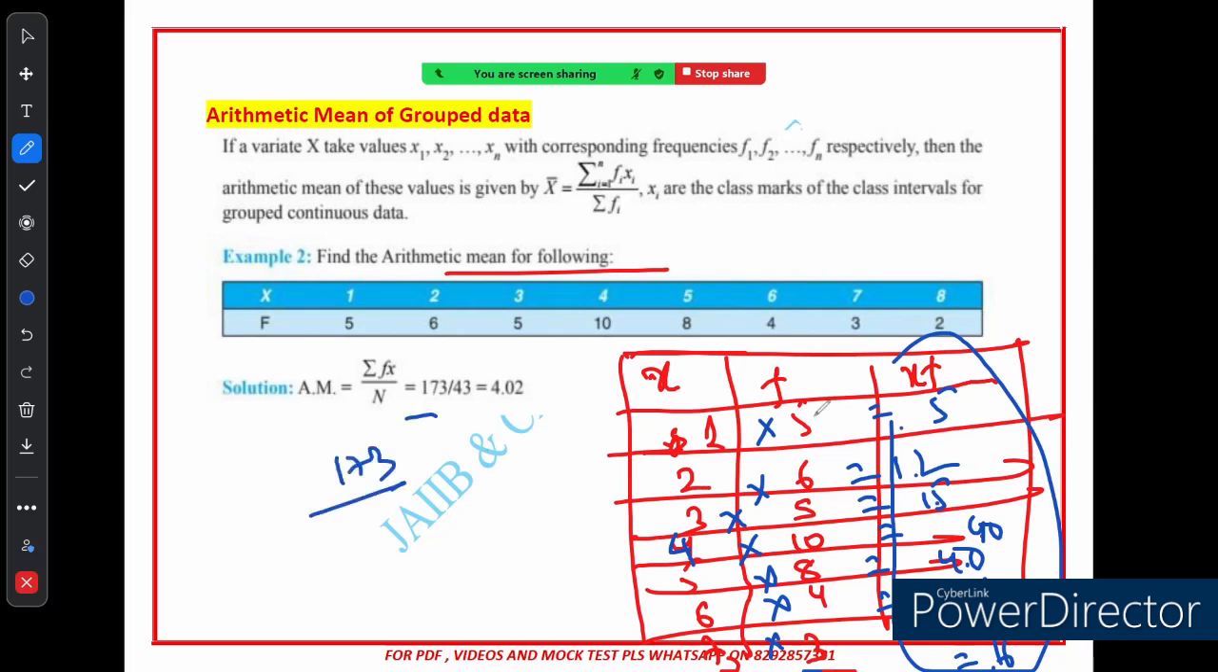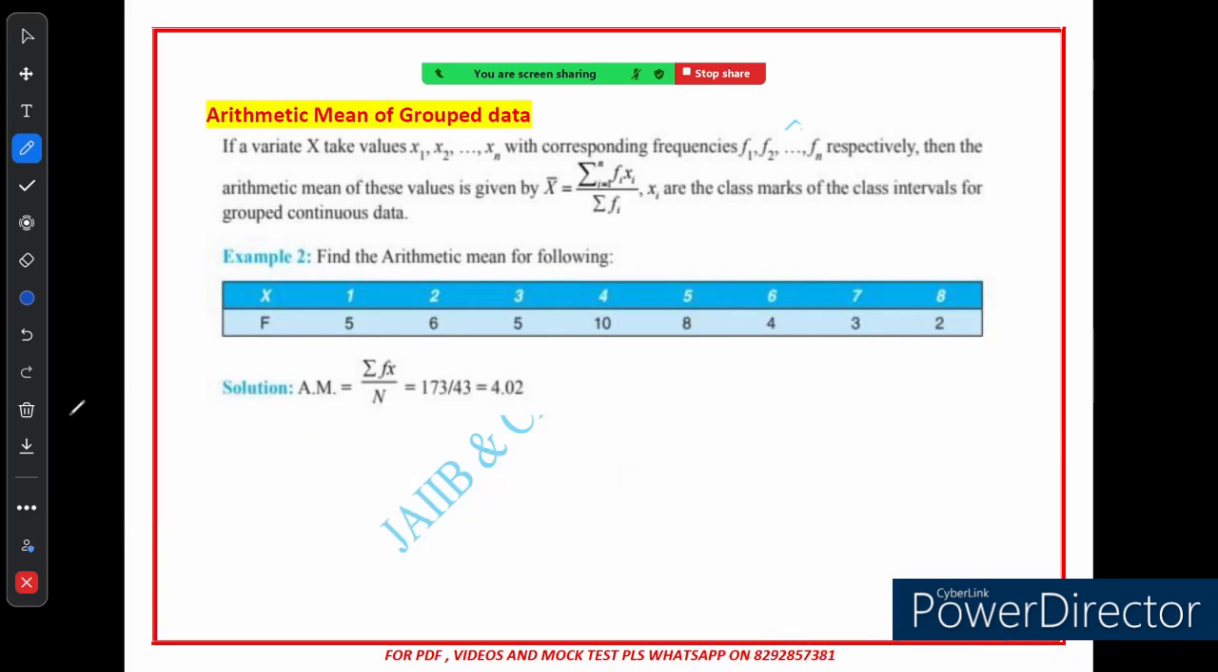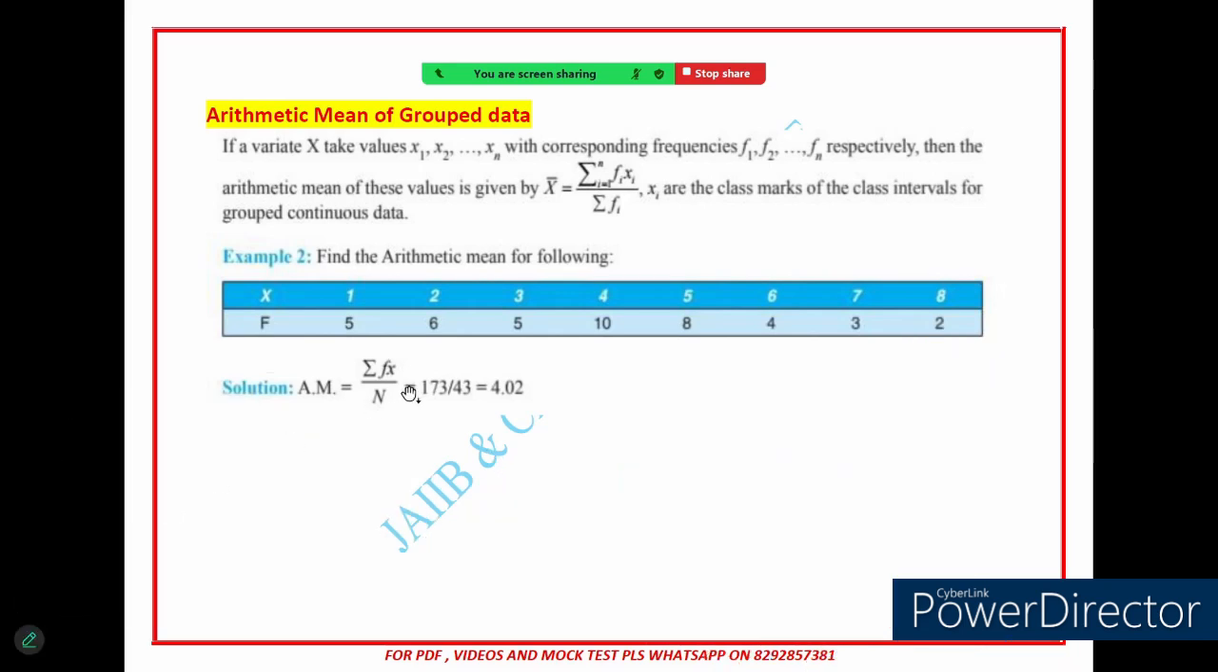And you add all these frequencies, 5 plus 6 plus 5 plus 10 plus 8 plus 4 plus 3 plus 2, you will get 43. And this division will give you the arithmetic mean. Is it clear now how to go about solving the arithmetic mean of grouped data? This is how you have to do it. You just prepare a table with another column, xi, fi, and you will get it.